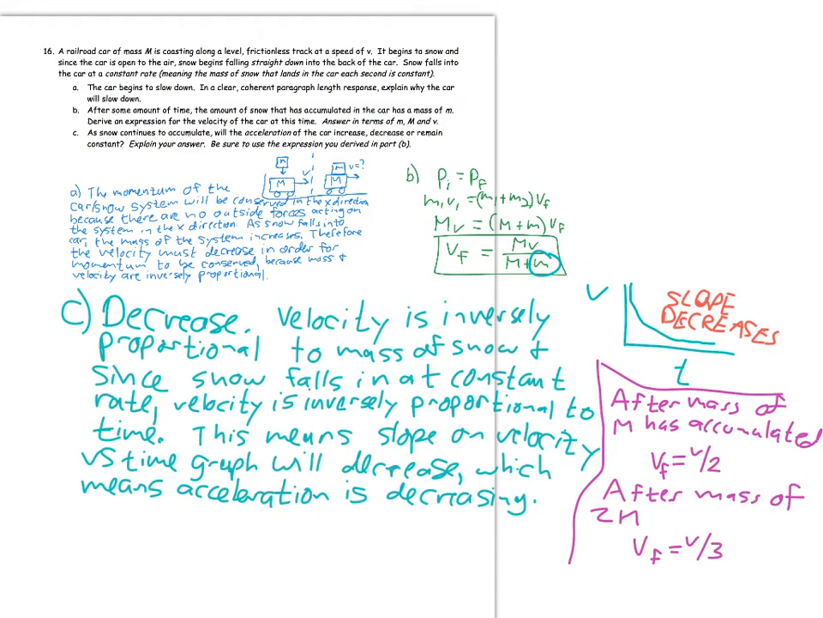But what we end up seeing is that the change, right, from 0 to the time when m has fallen in, it cuts the velocity in half, decreases it by v over 2. But from m to 2m, which is the same amount of time, it only goes from v over 2 to v over 3. So it's still decreasing, but not nearly as much. And that indicates that our acceleration, the rate at which we're slowing down, is decreasing.